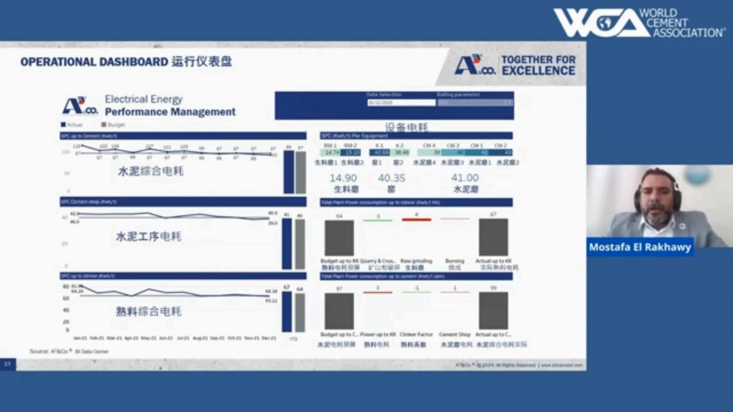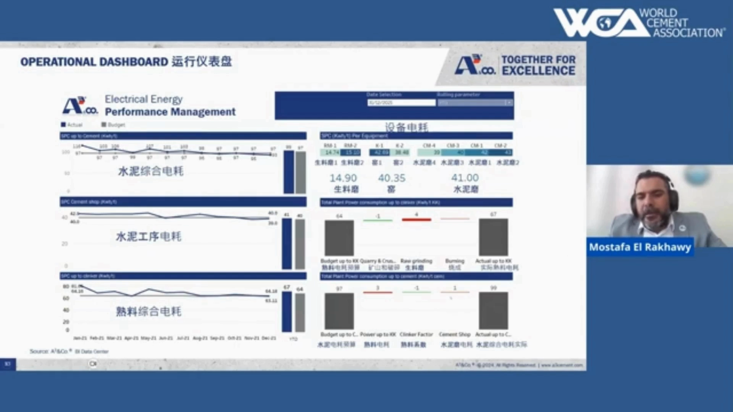Here, for example, also for electricity, for this dashboard, it is divided to raw mill area, kiln area, and cement mill areas, and they are tackling. This is a management dashboard where they are tackling the specific power consumption up to cement separately, and cement shop separately, and up to clinker separately. And they are comparing even what is the budget power consumption, and where the deviation from the budget is coming from. So for example, budget up to cement is 97, and the deviation is mainly coming from power up to clinker, which is 3. Reducing the clinker factor is giving a positive edge in this plant versus their budget, of course.